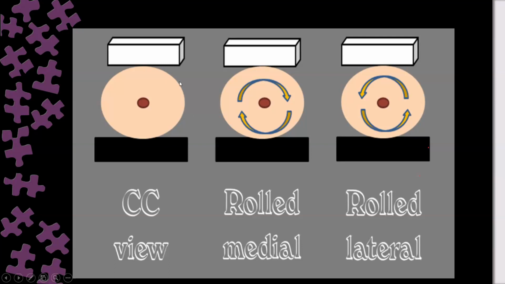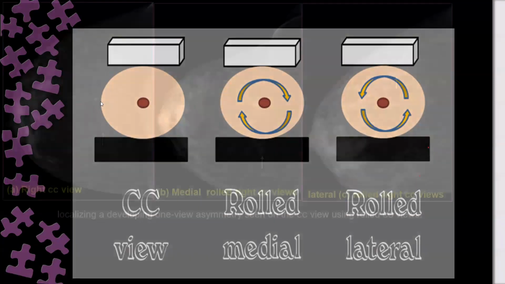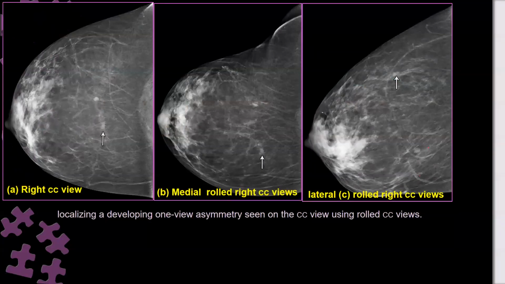Either you roll it medially or you roll it laterally. We'll see examples. This case, this is a CC view. This is an intramammary lymph node. It had been seen on MLO. But there is another here. This is a single view asymmetry adjacent to this one. So I want to make sure, is it real or is it superimposition of tissue?